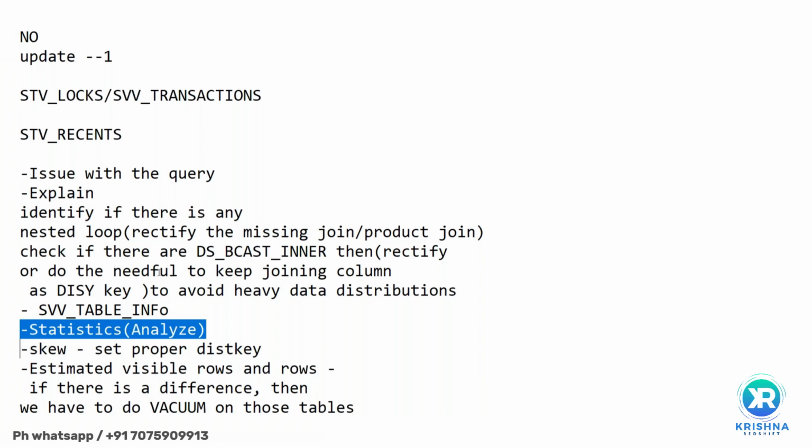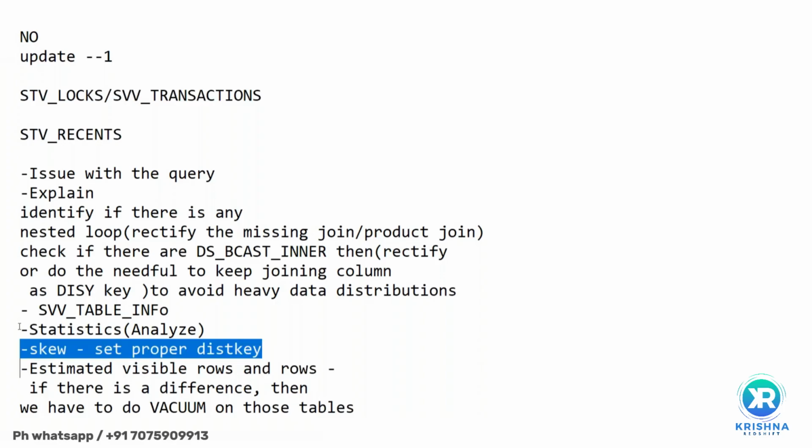How do you know it is addressed or not? You will see the change of plan. If the plan did not change, it means nothing happened even after you collected the statistics, meaning the issue is not there. The issue is somewhere else, and then you have to look at something else. For example, then you can check for skew.